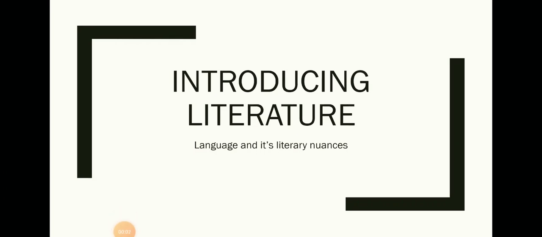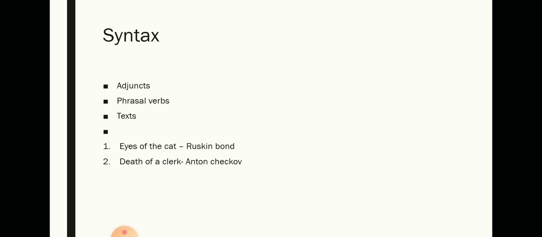Yes, in today's class, we shall explore more on language and its literary nuances from the paper Introducing Literature, Module 1. Okay, so in that we have already seen what is syntax. Syntax is the arrangement of words in a sentence, and we have to give more focus on two elements. First, that we already discussed on transitive, intransitive, and ditransitive verbs. So here we have a discussion on the verb phrase.